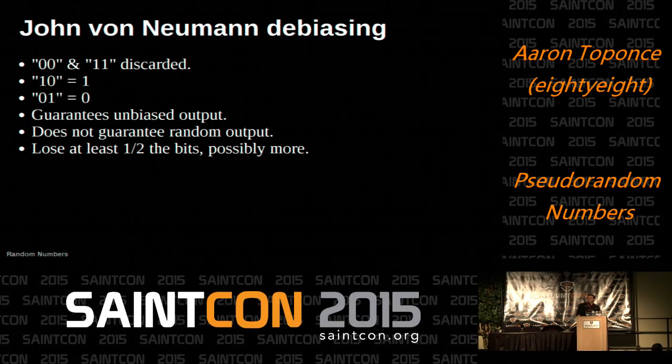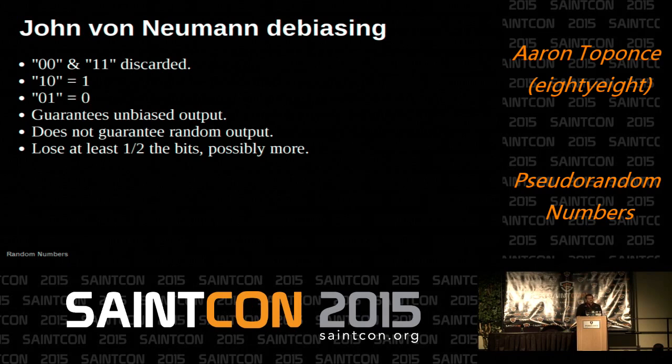This means that we're going to lose at least half the bits of the generator. So if we can produce 300 kilobits per second of random data, we're going to at best have 150 kilobits per second coming out after the debiasing. This will guarantee an unbiased output, but this will not guarantee random output.